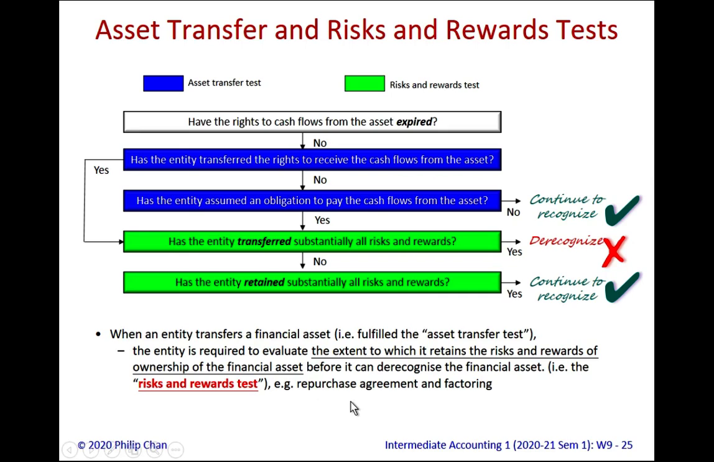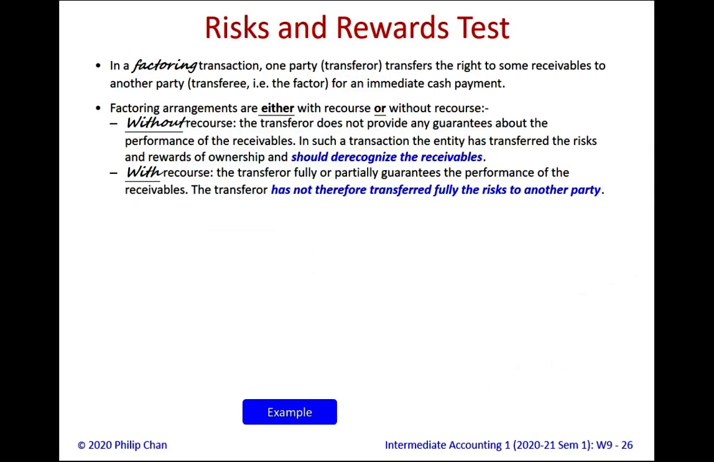The two examples we will talk about here are repurchase agreement and factoring. Let's talk about factoring then. In factoring transactions, one party, the transferor, transfers the right to some receivable to another party, known as the factor or transferee. So you are the transferor, you've got some accounts receivable, and you sell or transfer it to a factor, and that transferee will give you immediate cash payments.